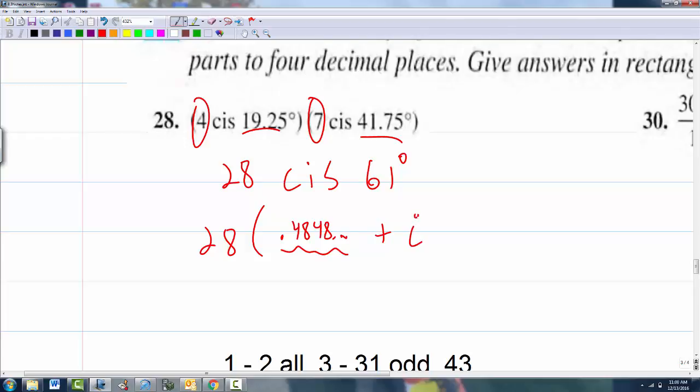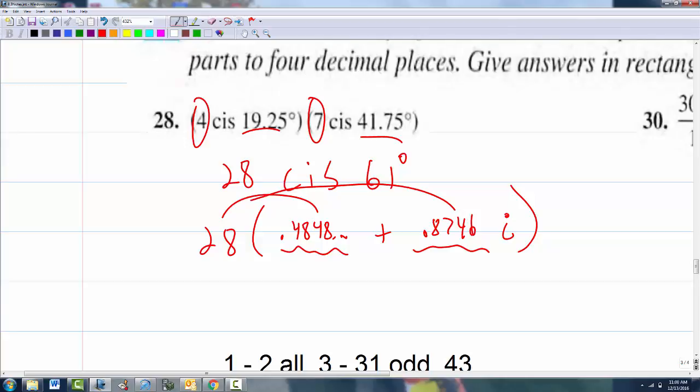Plus i sine of 61. Actually, I shouldn't write it like that. Give me the decimal, and I'll put i in front of it. 0.8746 i. And then all you have to do is take those two decimals you found and multiply by 28. Actually, what would have been smart is if you just wrote 28 cosine 61, press enter, then you get your final answer, plus, then do 28 sine 61, press enter, and then put that there, right?